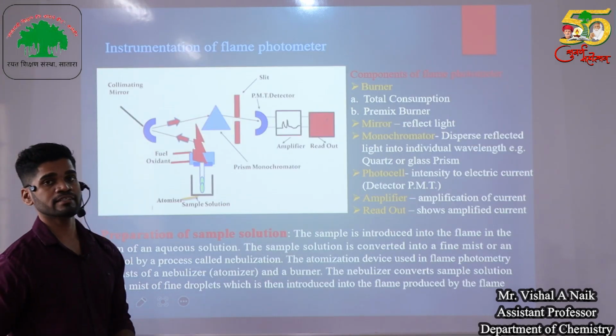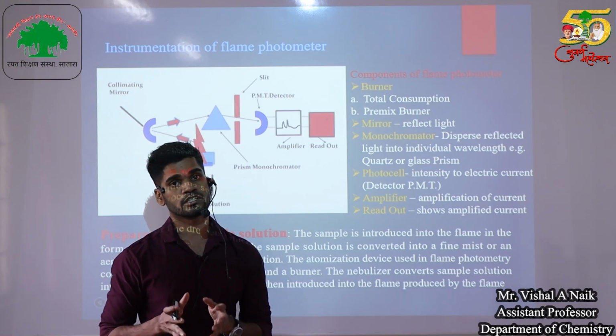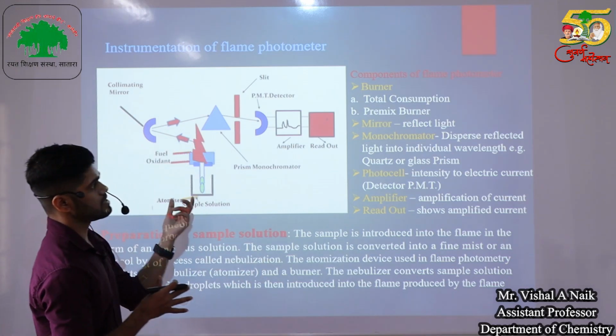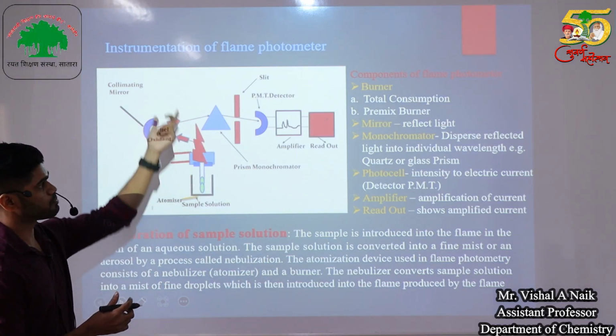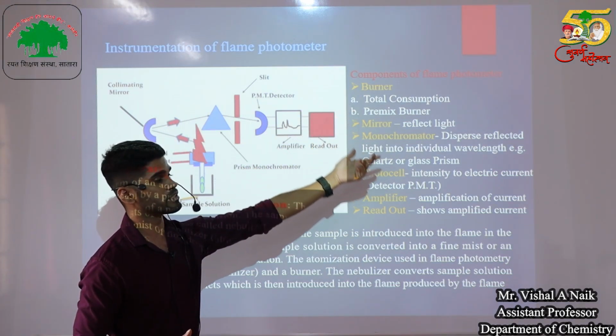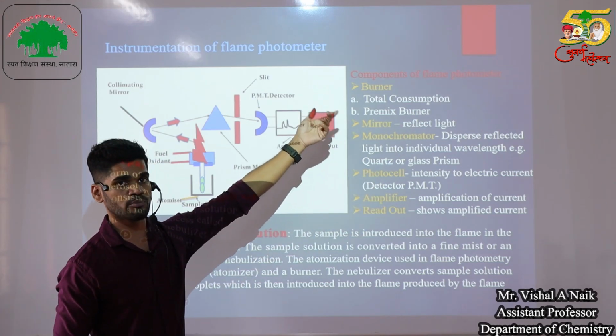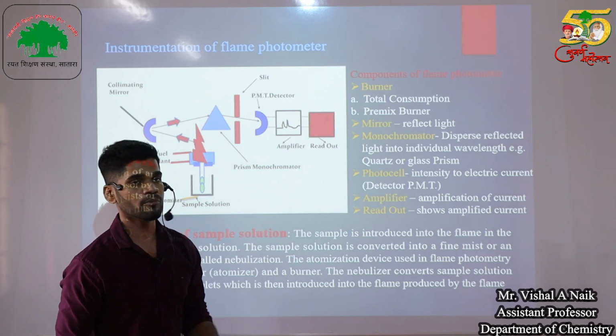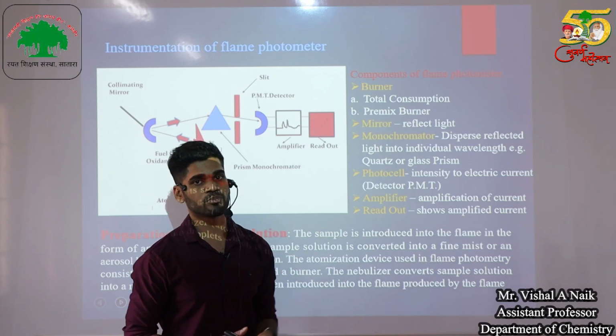The next point is the instrumentation of flame emission spectrophotometer. As we see in this diagram, I have written the components of the flame photometer here. First is the burner. Burners are of two types: total consumption burner and premix burner.